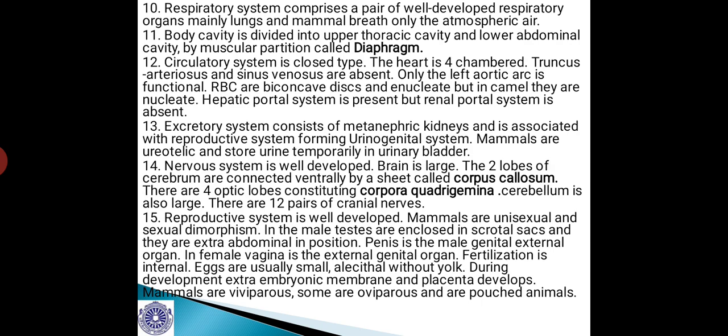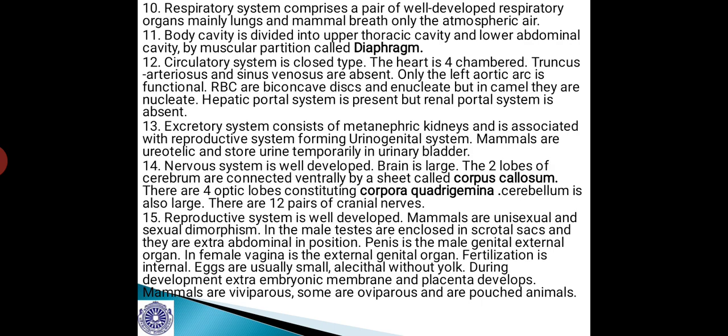Then circulatory system is of closed type. The heart is clearly four-chambered, and the truncus arteriosus and sinus venosus are absent, and only the left aortic arch is functional. RBCs are biconcave discs and enucleate type, but in camel they are nucleate. So that means, except in case of camels, the rest of the mammals do not have nucleated RBCs, but they have enucleated RBCs. And the hepatic portal system is present, but renal portal system is absent.